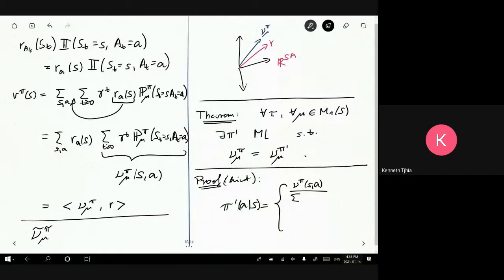So the nu tilde mu of pi of s. That's just the marginal. If you sum up the occupancy measure over the action components, marginalize that away, then the result is another measure. It's over the states only. And of course, if I now divide by this sum, well, assuming that this is non-zero, and otherwise we can take any distribution.